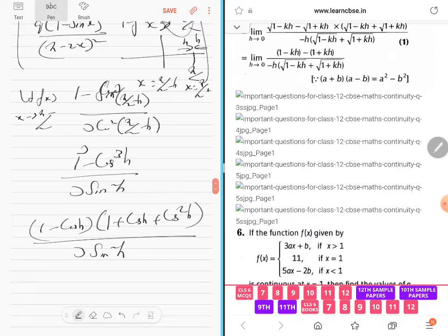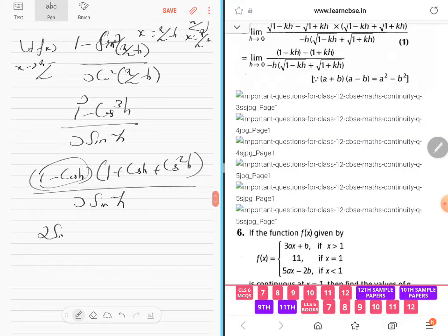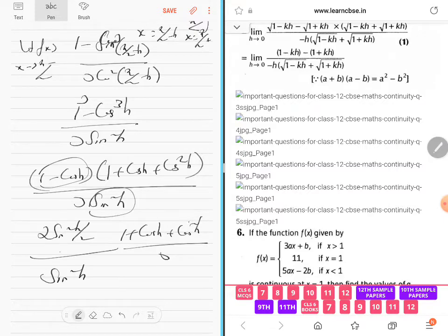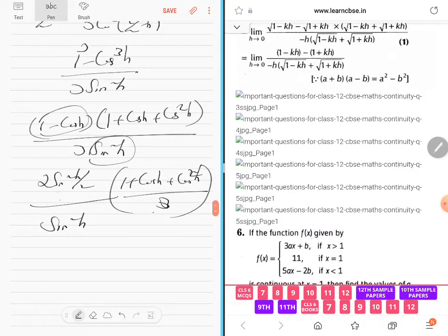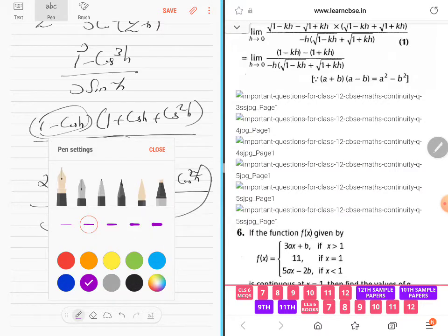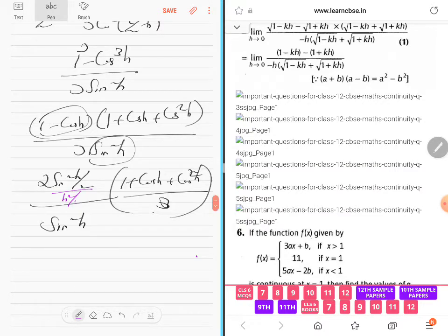Now 1 minus cos h is 2 sin square h by 2, and you have a sin square h in the denominator, and you also have 1 plus cos h plus cos square h by 3, correct? You can take these separately. Look at this: can you see the sin square theta by theta square form you need? So you can multiply and divide by h square by 4 into h square by 4 so that this will become 1.